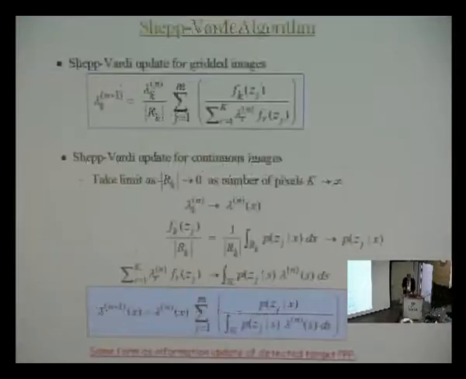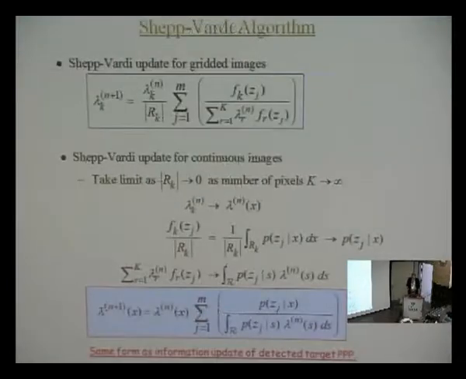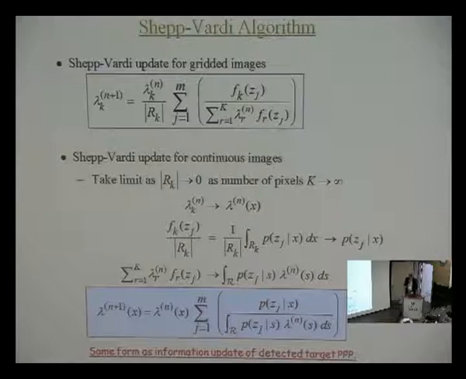So that's the iteration. Now let's go down to the small pixel limit. When you write this again, and you just take the small pixel limit and play a little math game, you wind up with this as the small pixel limit. Can you see the PHD filter in it?